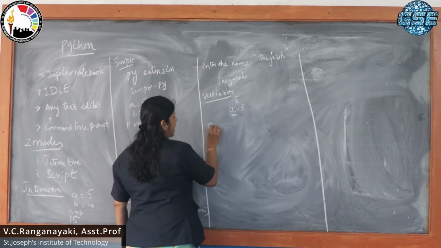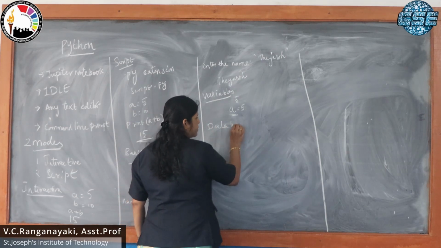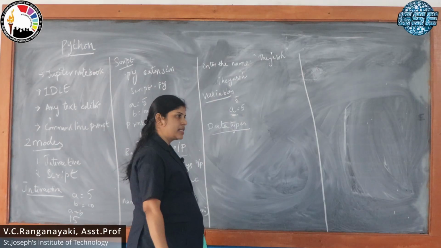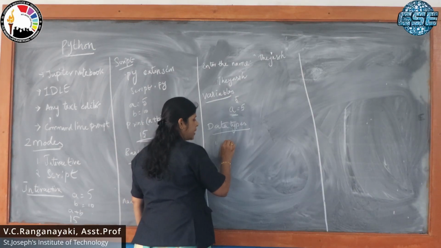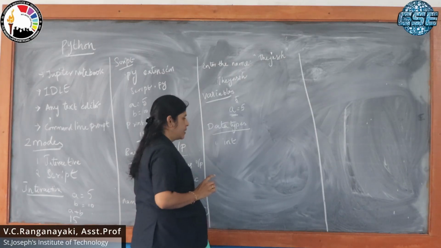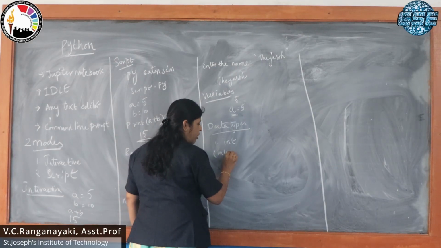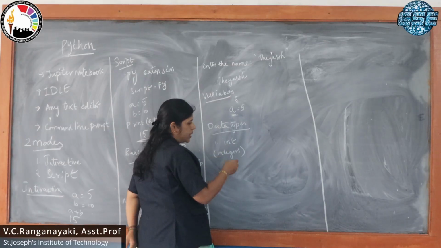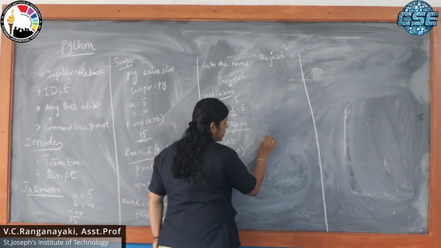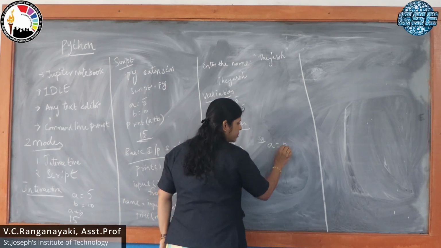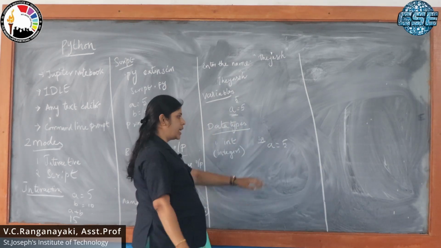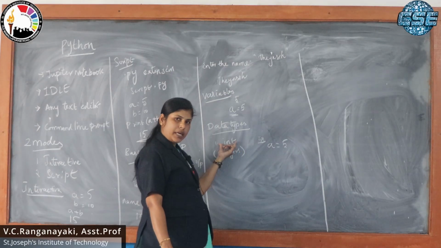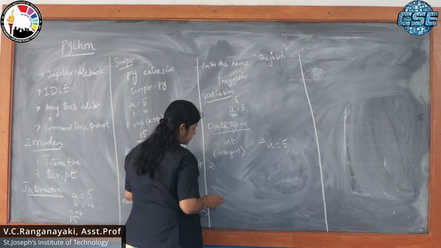Next we see about data types in Python. What are all the data types we have? As you can see, first we have int. Int is for integer values. All the integer values come under this data type int. Example, a equal to 5. If I want to declare an integer value, I choose the data type int. Next is float.